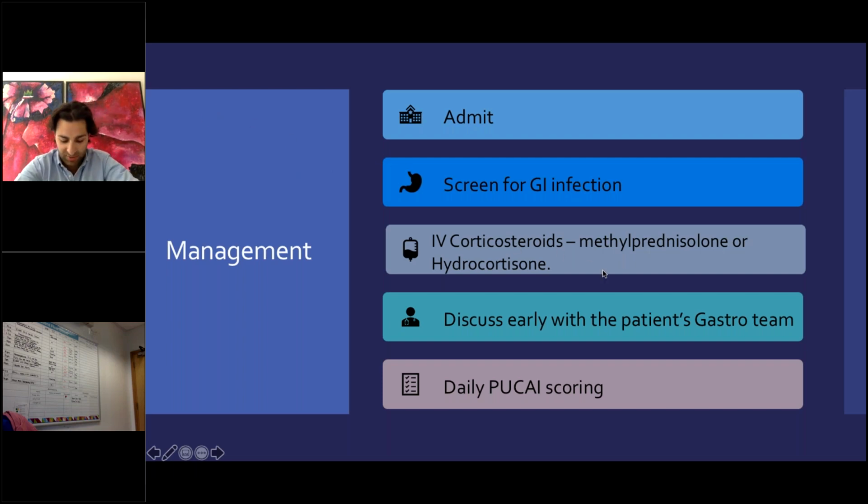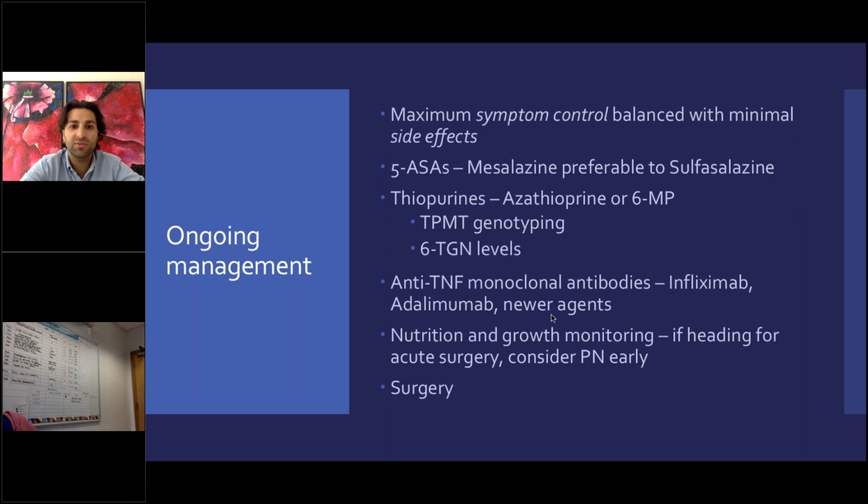So daily PUCI scoring for these patients, right? In terms of ongoing management, what we're trying to achieve is maximum symptom control balanced against minimal side effects and mucosal healing.